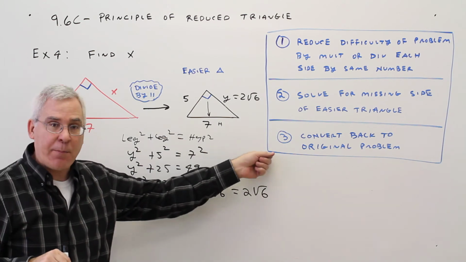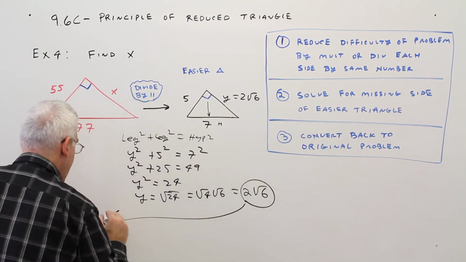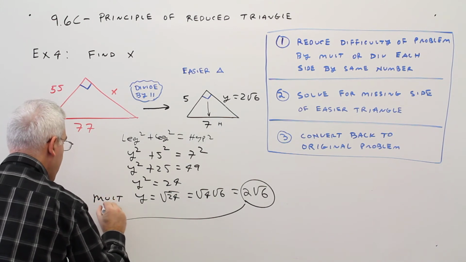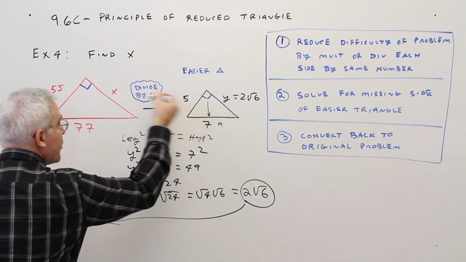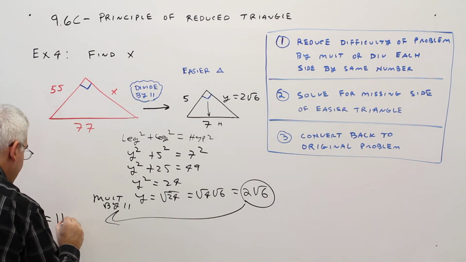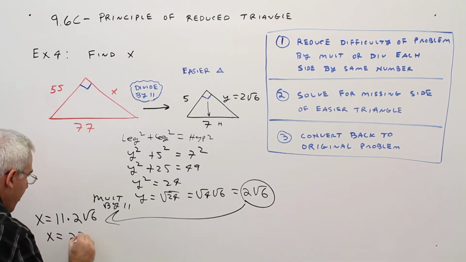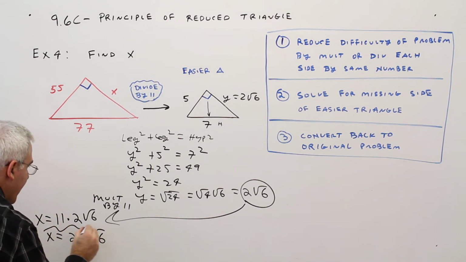So now the third step, convert back to the original. So I'm going to take this and multiply it by 11, just showing you going the opposite direction. So x will be 11 times 2 root 6, or x will be 22 root 6.